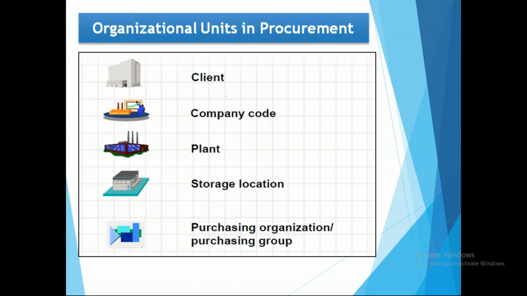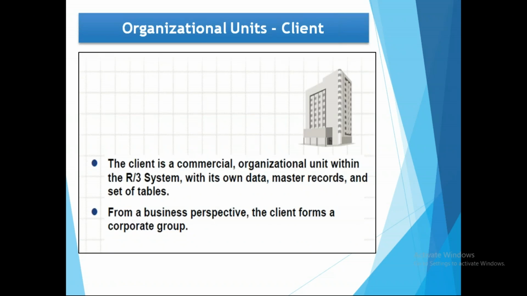From the procurement point of view, for the purchasing module, the organizational units are client, company code, plant, storage location, purchasing organization, and purchasing group. So these are the organizational objects. We will discuss them one by one, and then go to the system, where they are created and how they are interlinked to each other. So first, let's start with client.